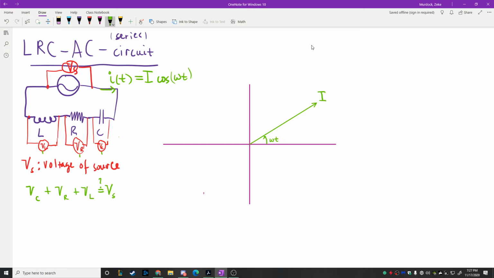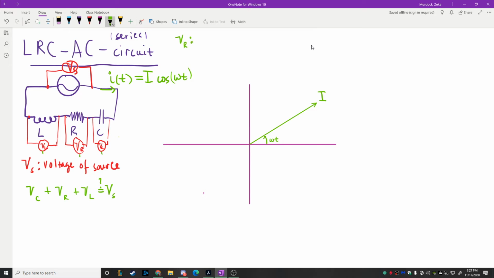Now, the next thing that we're going to draw is the voltage for the resistor. If I want to draw a phasor that's going to represent the voltage across my resistor, what is it going to look like? And where would I draw it? Do I draw it at right angles to this? Do I draw it at 180 degrees away? Do I draw it right along the same line? How do I draw the phasor for the voltage across the resistor?